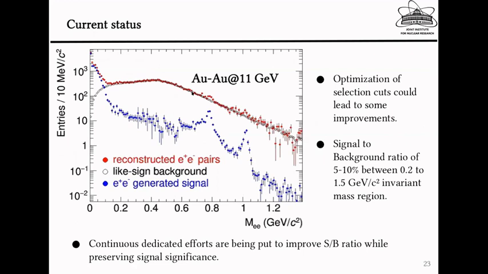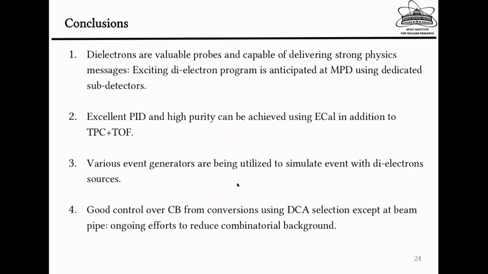Currently we are in the process of optimizing the selection cuts, and we are hoping that this could lead to some improvements. As far as the current status is concerned, we can get a signal to background ratio between 5 to 10% for the mass range of 0.2 to 1.5 GeV per c squared. So we are putting dedicated efforts in the direction to improve the signal to background ratio. With this, I would like to conclude.